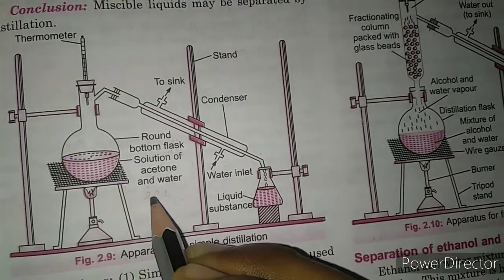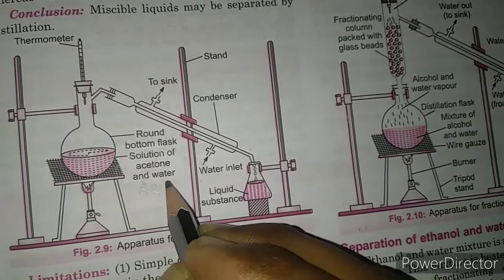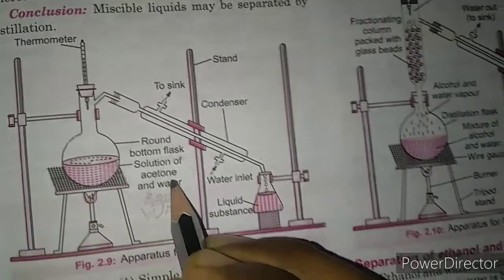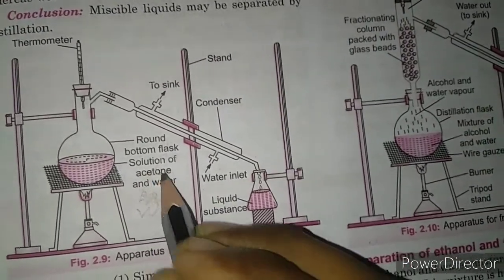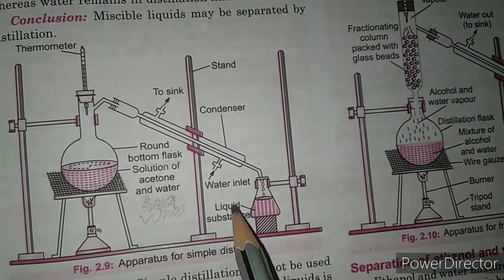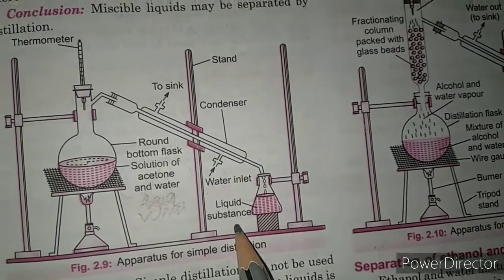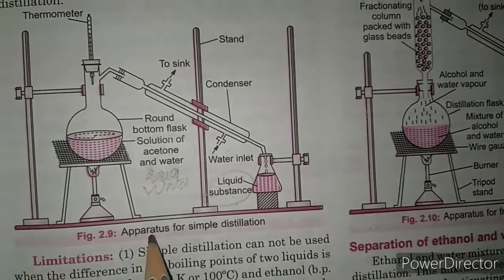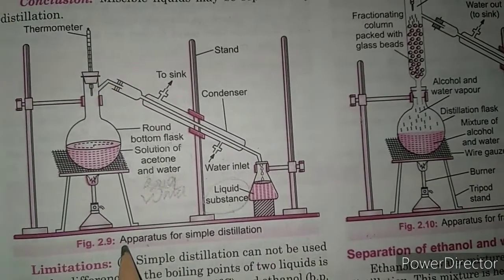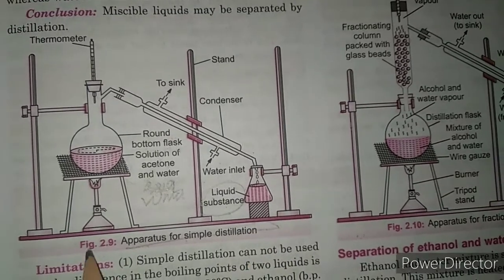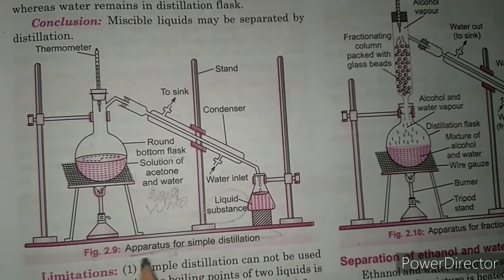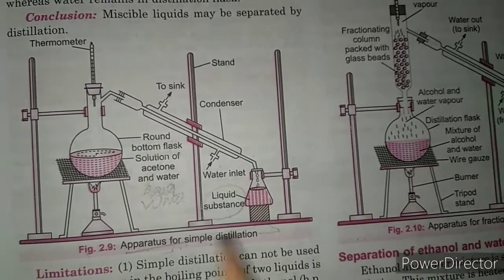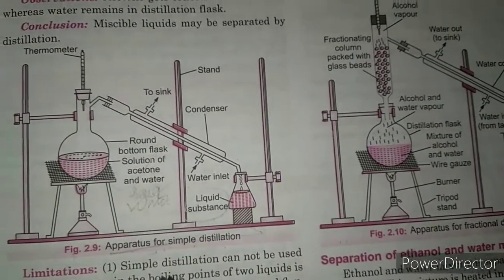You will write seawater, right? Solution of acetone and water, at the place of this you will have to write seawater. And here liquid substance, you will write here distilled water. At the place of this you will write distilled water. And here apparatus for simple distillation, and at the place of this you will give the title separation of distilled water from the seawater. This is how you can write the answer of this question.